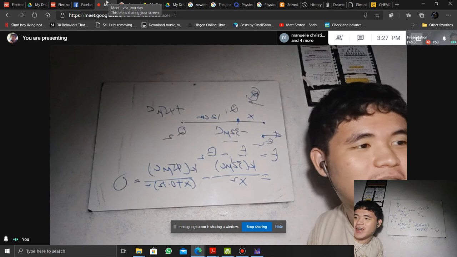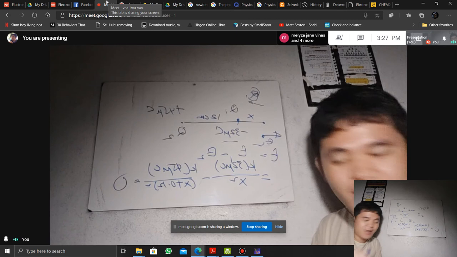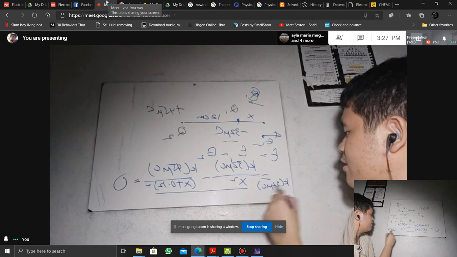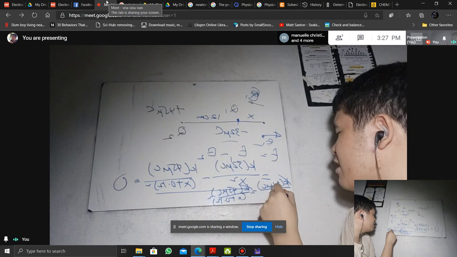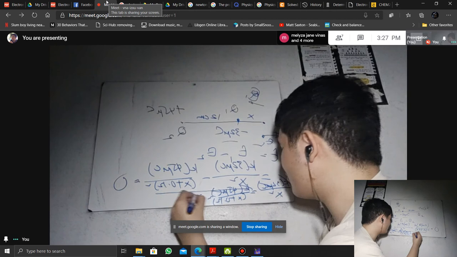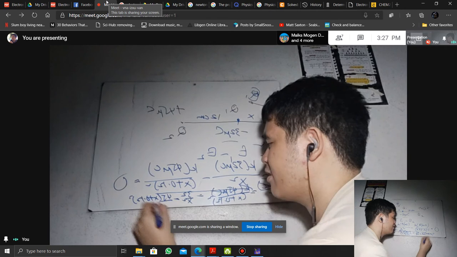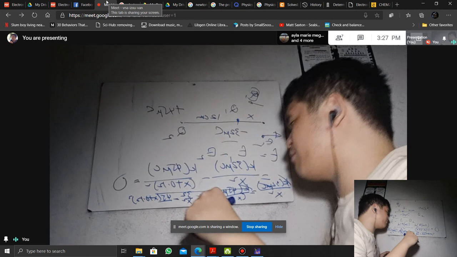Ang gawin natin, diba yan? Lipat ko sa kabila side yung isa. Tapos, papansin natin, cancel. Then, wala na yung microcoulomb, no? So, bale, 32 over x squared equals 45 over (x plus 0.12) squared. Yan yung pasok niya sa solve function. Parang mas mabilis siya mag-solve. Kasi ayaw ng solve function yung may expression sa denominator.